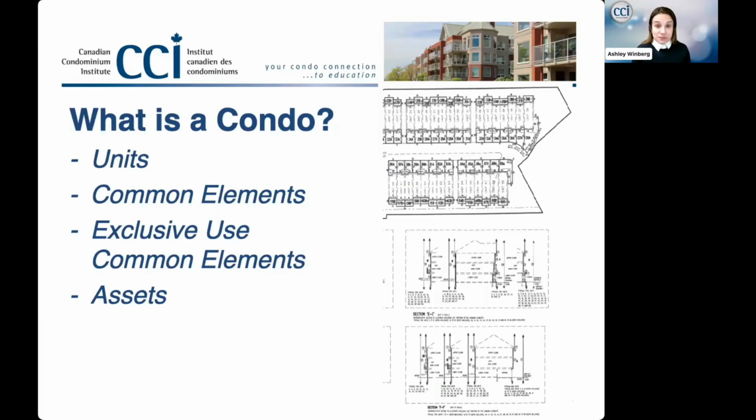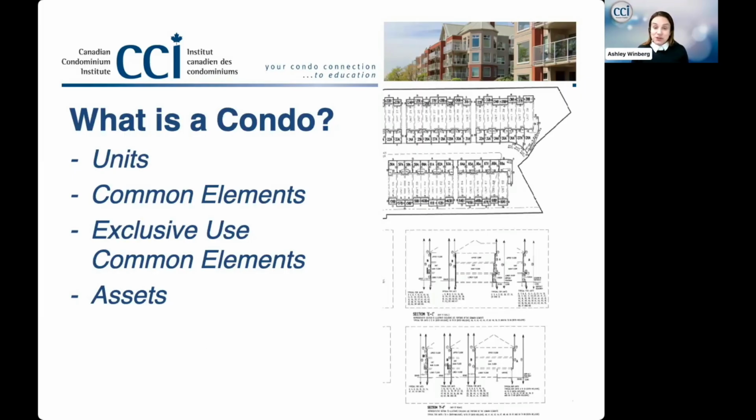And then sometimes there can be exclusive use common elements, which are portions of the common elements that are designated for the exclusive use of one or more units. And these tend to be rear yards, backyards, driveways, patios, decks, things of that nature, sometimes parking spaces.